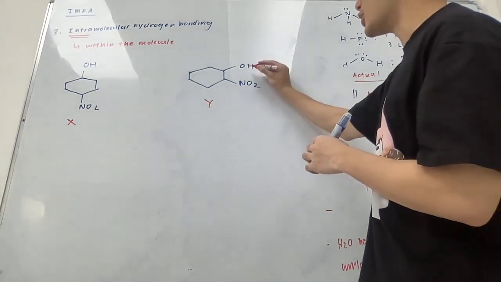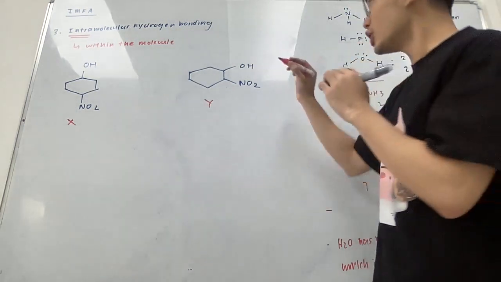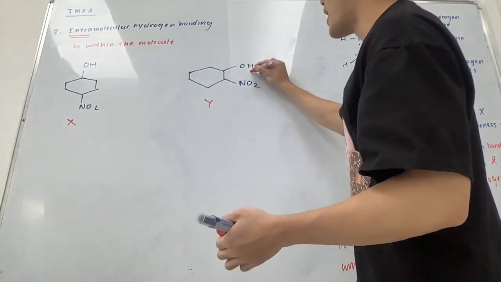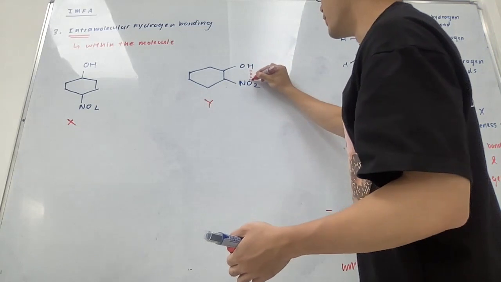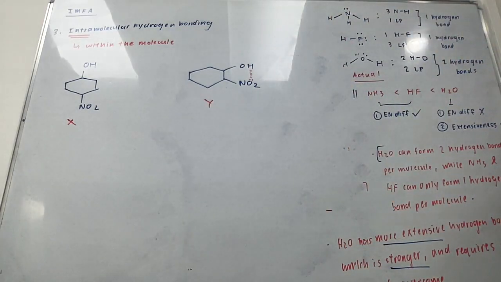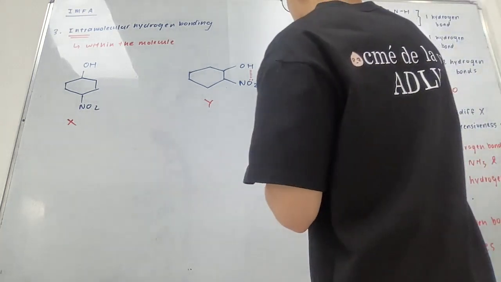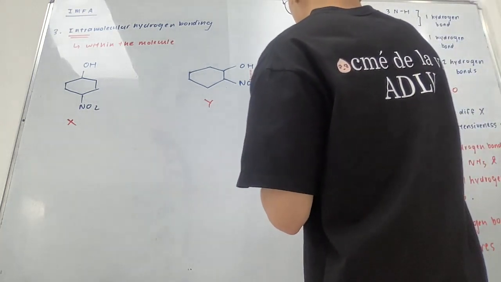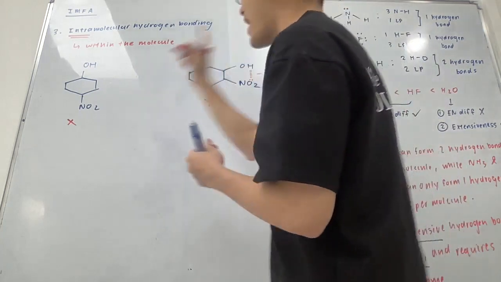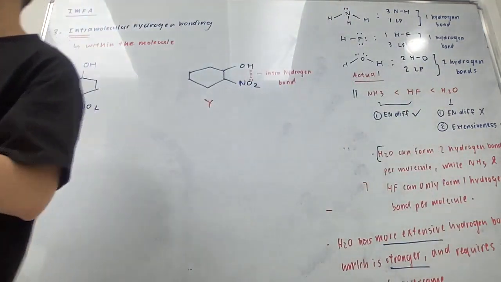Good. You notice that they are so close to each other. So it's actually possible for this H, because you need OH, to form a hydrogen bond with this oxygen over here. We don't draw the full diagram, I just need you to draw a little bit. And this right here is the intramolecular hydrogen bond. Why is it that X doesn't have this?